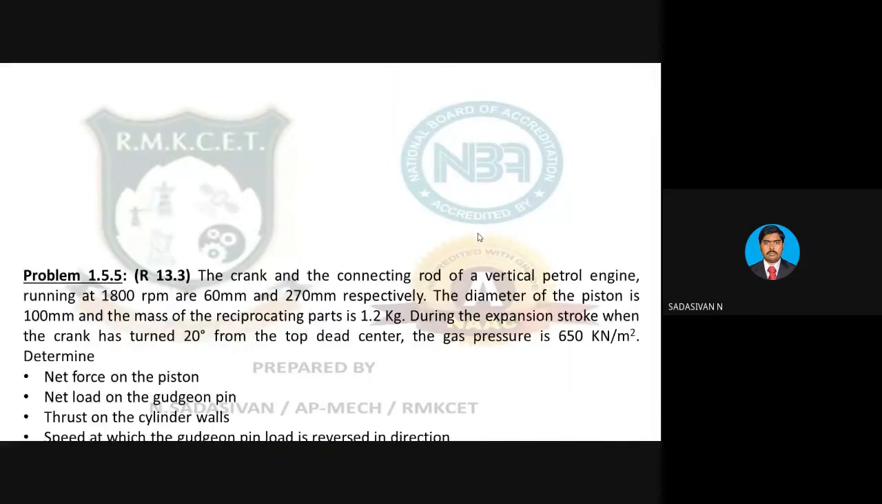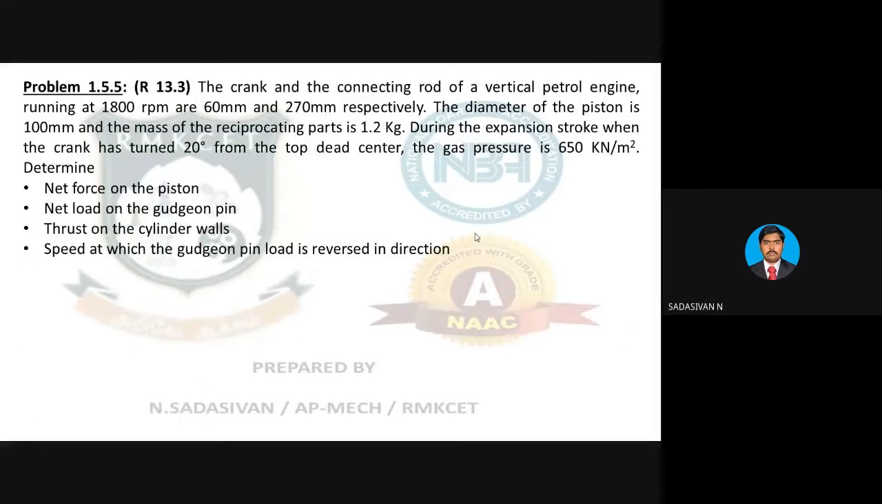Okay, next problem. The crank and the connecting rod of a vertical petrol engine running at 1800 rpm are 60 mm and 270 mm respectively. Diameter of the piston is 100 mm. Mass of the reciprocating parts is 1.2 kg. During the expansion stroke, when the crank has turned through an angle of 20 degrees from the top dead center, gas pressure is 650 kN per meter square.